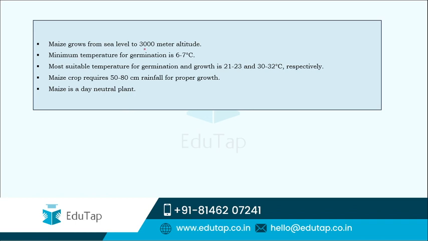See, maize grows from mean sea level up to 3000 meters. For germination, it can thrive at a minimum of 6 to 7 degrees centigrade also. But the most suitable temperature for germination is 21 to 23 degrees centigrade, and for growth it is 30 to 32 degrees centigrade, and it requires at least 50 to 80 centimeters of rainfall. It is a day neutral plant, and these are the various parameters related to maize.